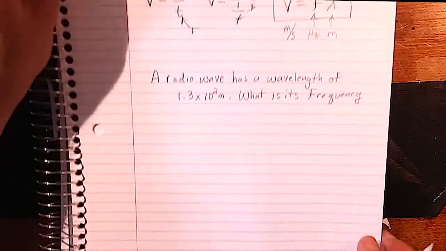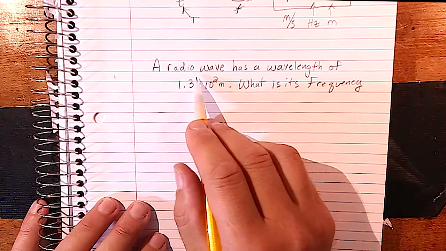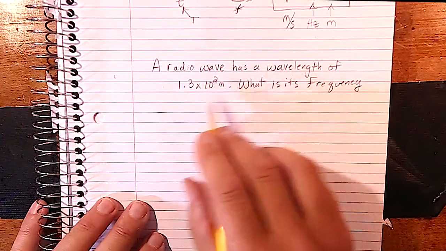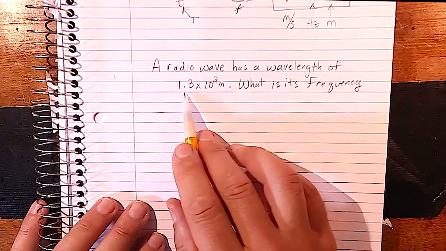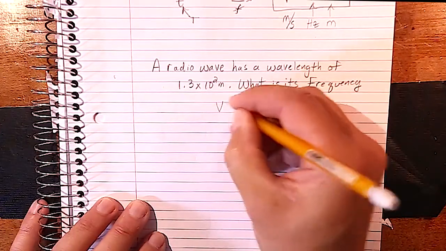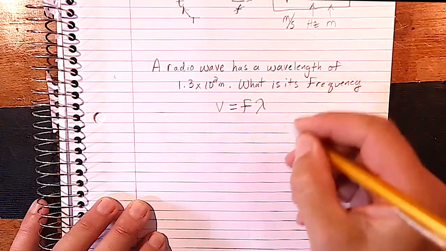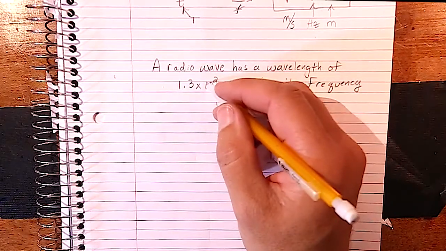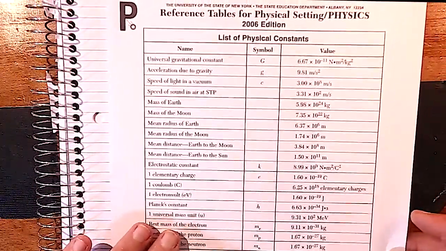So putting this formula into practice, let's say we have a radio wave. Now, a radio wave is electromagnetic, and it is transverse. But we don't need to know that to be able to solve this problem. So we have a radio wave that has a wavelength of 1.3 times 10 to the 2 meters. What is its frequency? Well, we can just do v equals f lambda. And what is our speed?